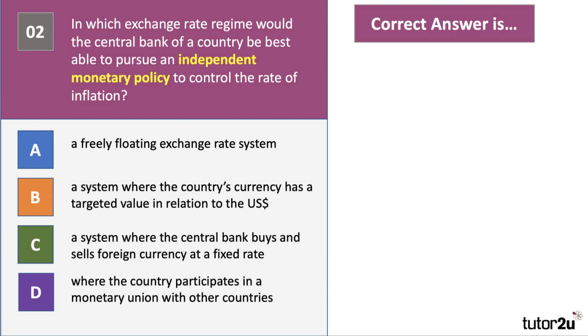So which currency system would the central bank be best placed to pursue an independent monetary policy to set their own interest rates, of course, to try to control inflationary pressure? And the answer here is a free floating exchange rate system. This is, of course, the case for the UK. Bank of England, made independent in 1997, has an inflation target of 2%, plus or minus 1%. And of course, they can set base interest rates in terms of trying to control inflation without necessarily having to have a very clear exchange rate target as part of their policy.